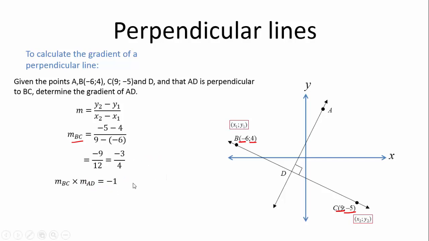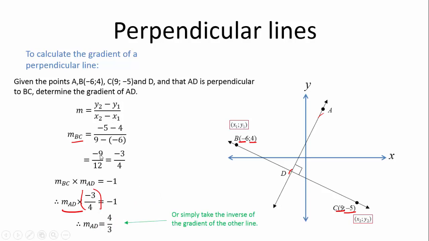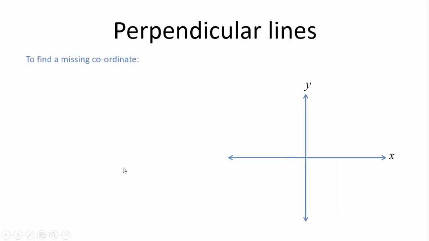So we know that the gradient of AD, if we know it is perpendicular, has got to be m AD, the gradient of this line here, multiplied by the gradient of BC, which is -3 over 4, and that's got to equal -1. So we can quite easily see that m AD is equal to 4 over 3. And also, we simply take the inverse. That's exactly what we have done.